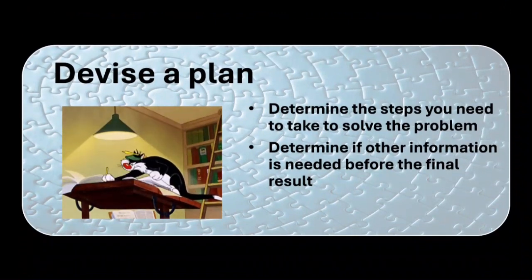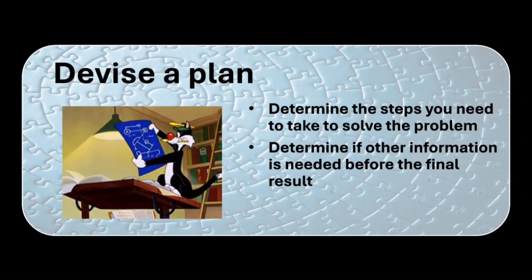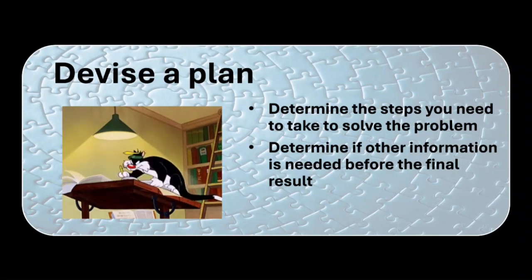Next step is to devise a plan. You need to determine the steps you need to take to solve the problem, and you also need to determine if other information is needed before the final result. Sometimes people get ahead of themselves and they find a solution, but they didn't realize that that's only part of the problem. That was only their first step to getting to the final answer. So we need to pay attention to that and realize, before we start the problem, what steps am I taking in between the final answer and my starting point?